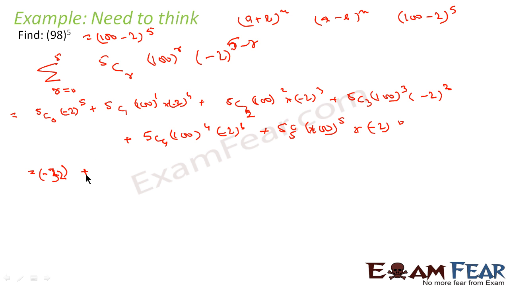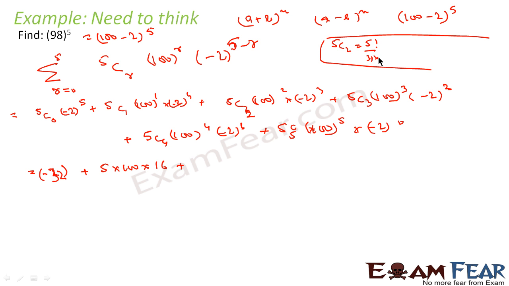and then 5C1 is equal to 5 into 100 into minus 2 to the power 4, which is 16, plus 5C2. Let's find out this here, we have done this in combination. 5C2 is equal to 5 permutation by 3 permutation into 2 permutation, which is 5 into 4 into 3 permutation by 3 permutation into 2, and this is gone, equal to 10. So 5C2 is equal to 10.